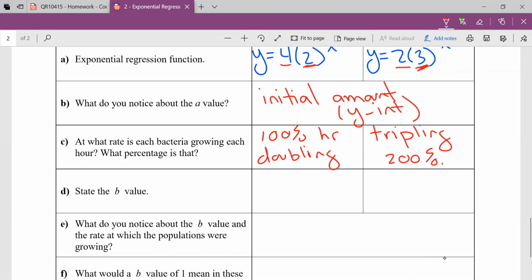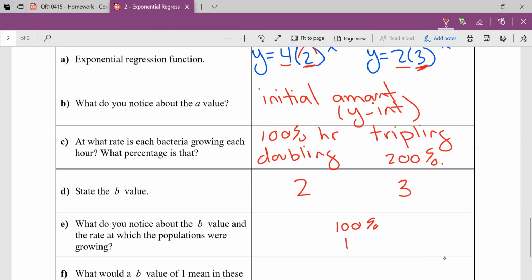Now state the b value. The b value is 2 and the b value is 3. So what do you notice about the b value and the rate at which the populations were growing? Well, they're clearly related. But here's what I want you to know: you're always going to think of starting at 100%. Whatever I begin with is 100%, as a percent. But I'm going to turn that into a decimal. So 100% as a number is 1, right? Divide by 100, it's 1.